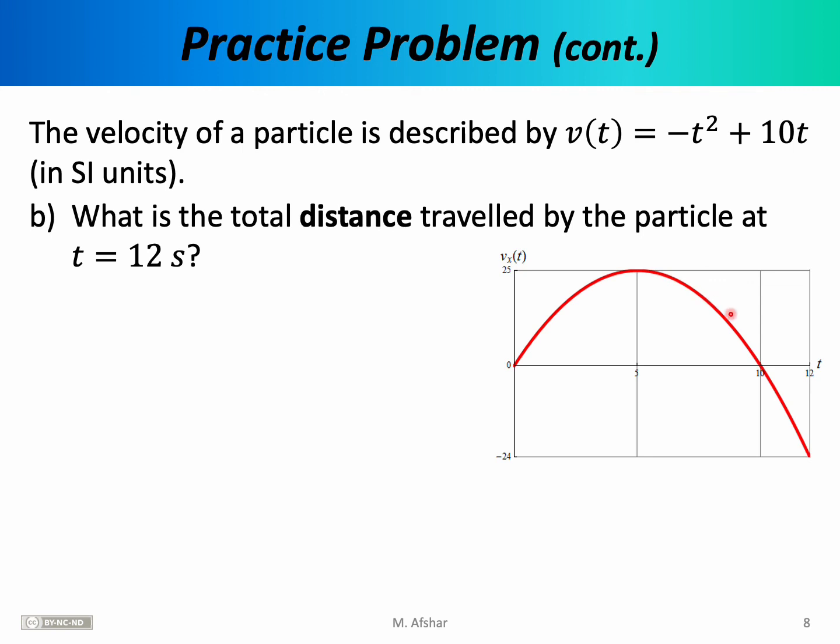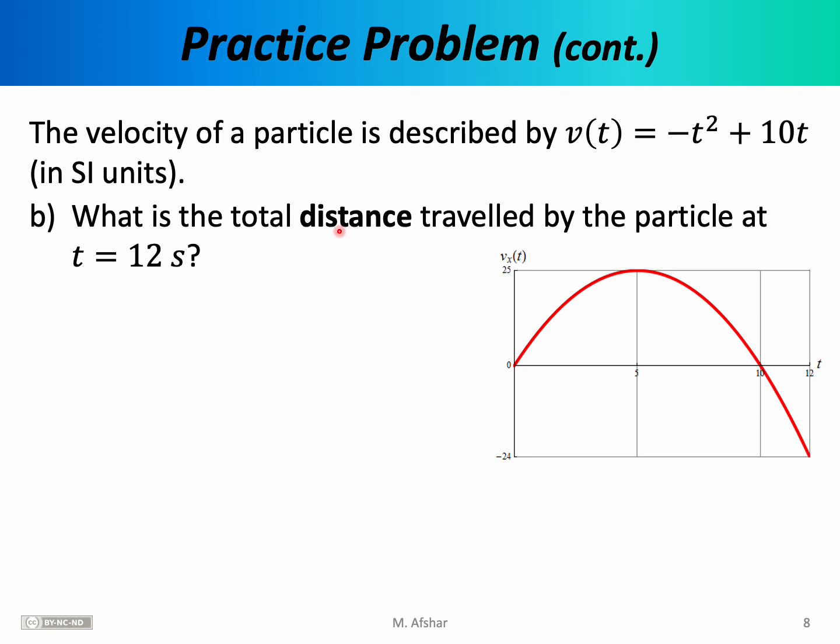It's still moving forward. It's moving forward because its velocity is still positive. It's just moving forward more slowly. And then finally at 10 seconds, the velocity is 0. That indicates to us that this object must have stopped. And then its velocity becomes negative after 10 seconds. That tells us that the object is moving backwards.